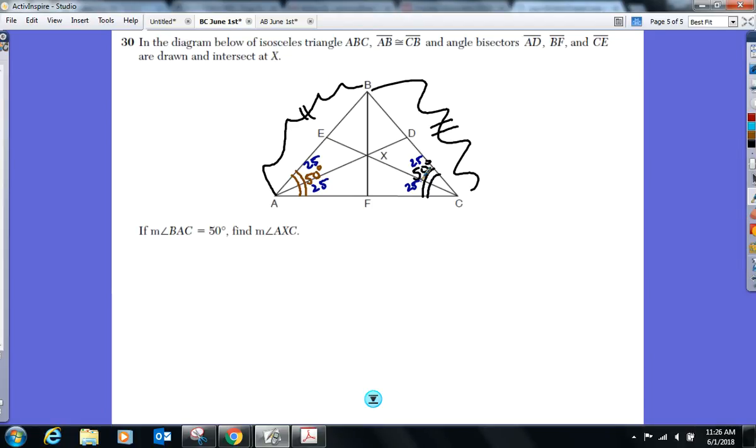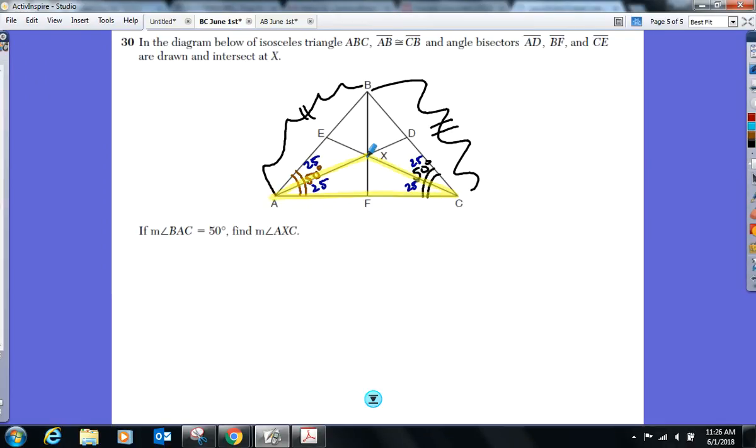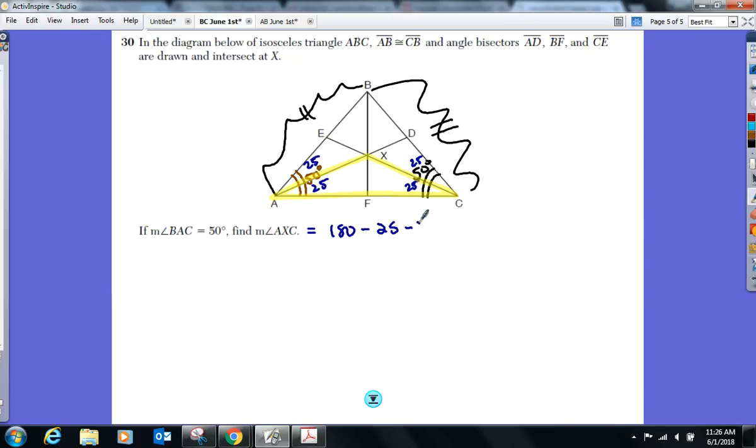And then we ready to finish this off now? Define angle AXC. What are you using to find AXC? That triangle, right? There's 180 degrees in it, minus the 25s we already have. So that'll end up being 130 degrees. Okay. Nice job.